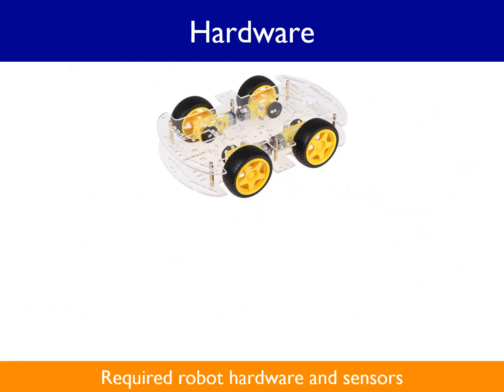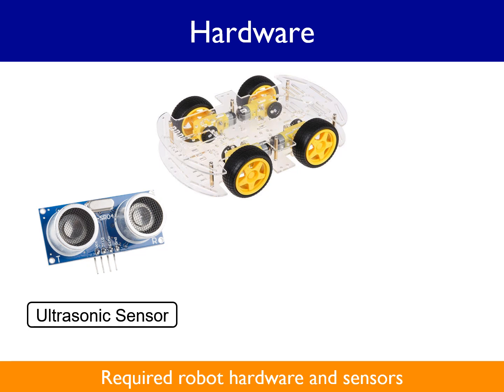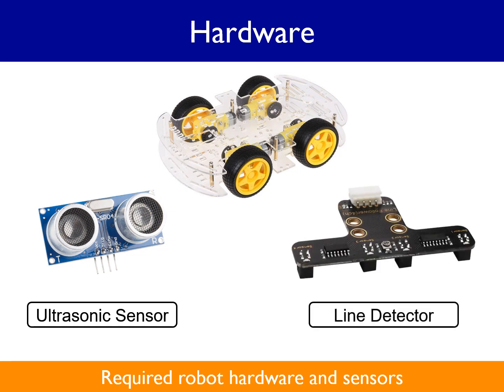This is the hardware that the robot requires. It just travels in a straight line, so it doesn't need any fancy wheels. It needs an ultrasonic sensor that is pointing towards a feature wall to measure the distance to that feature wall as it drives down the track. And it needs a line detector that's positioned underneath the car to detect each time it passes over one of those painted lines.